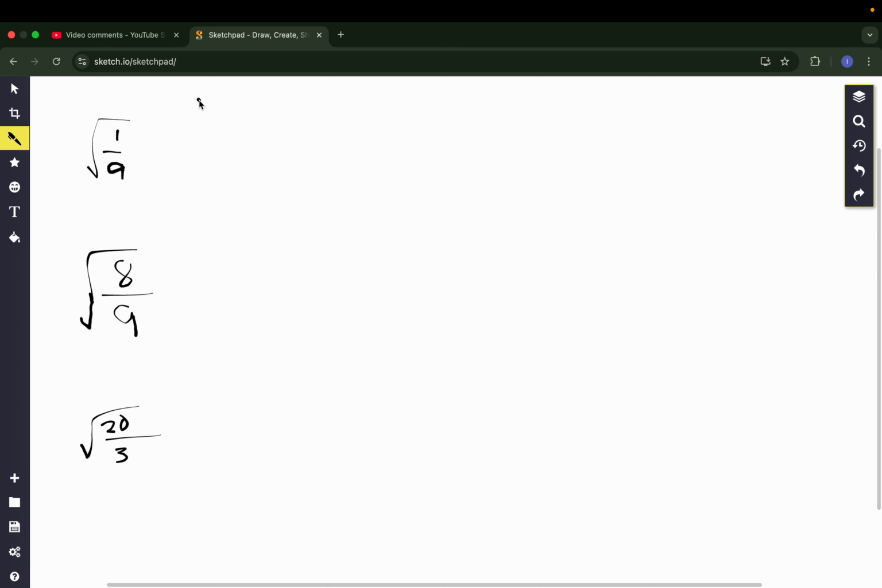And when we look at this, we can turn it into the square root of 1 over the square root of 9, and that just equals 1 over 3, because the square root of 1 is just 1, and the square root of 9 equals 3.